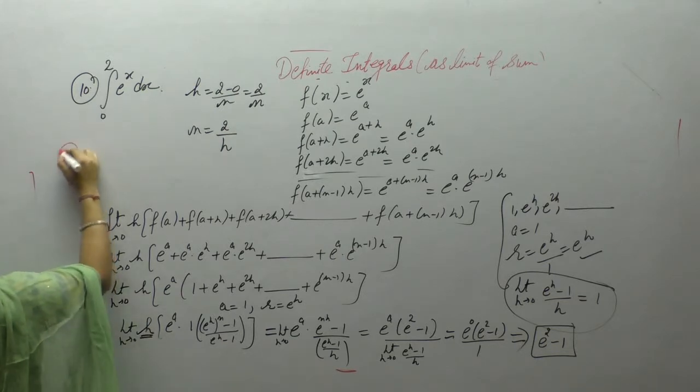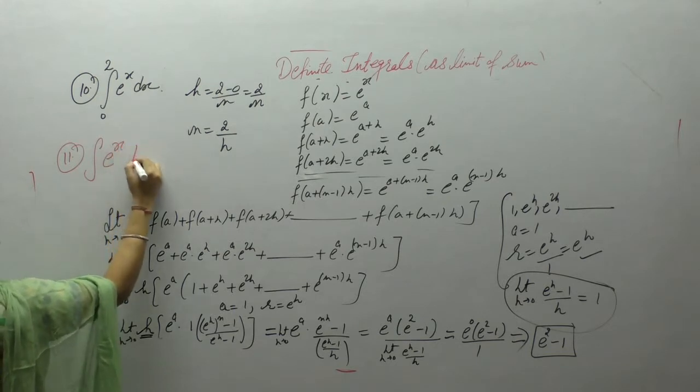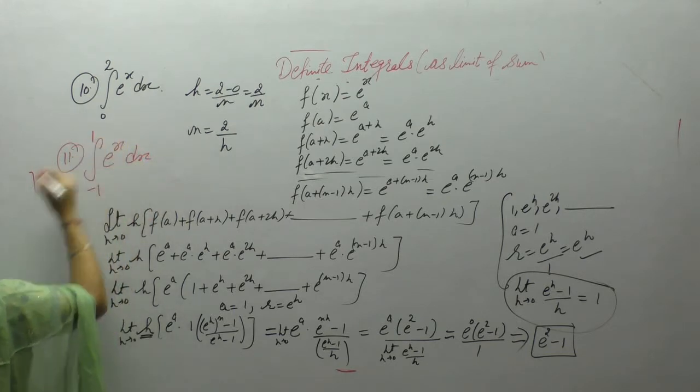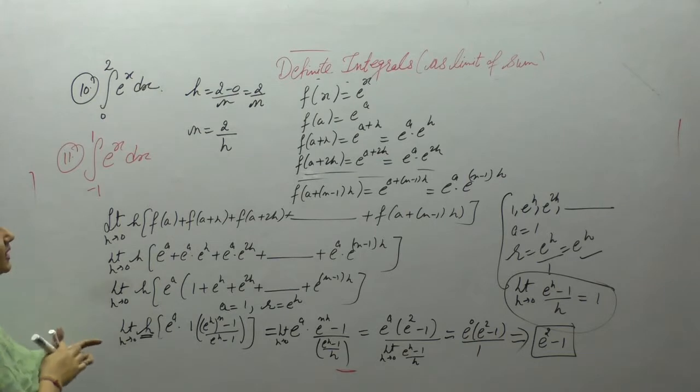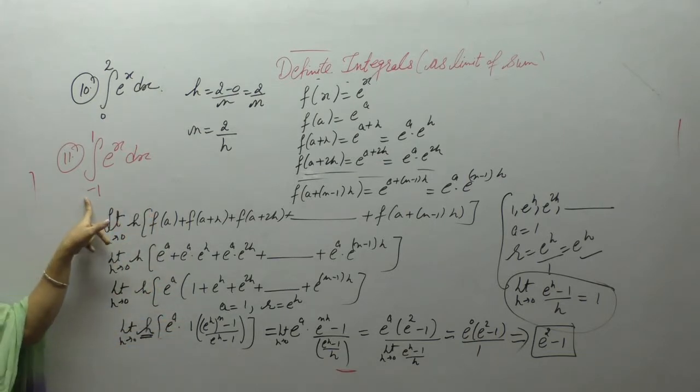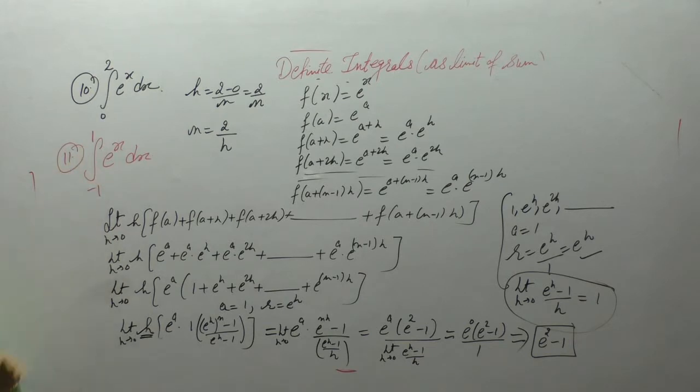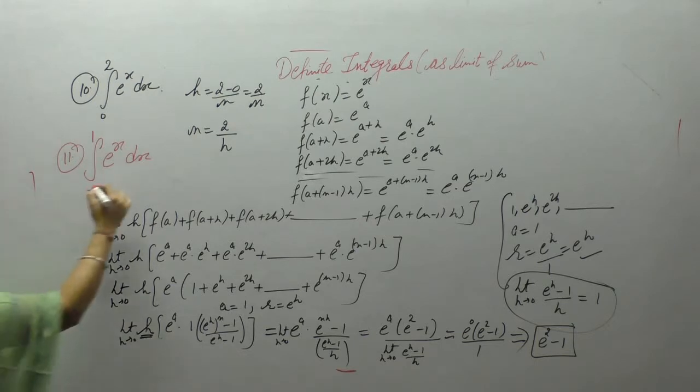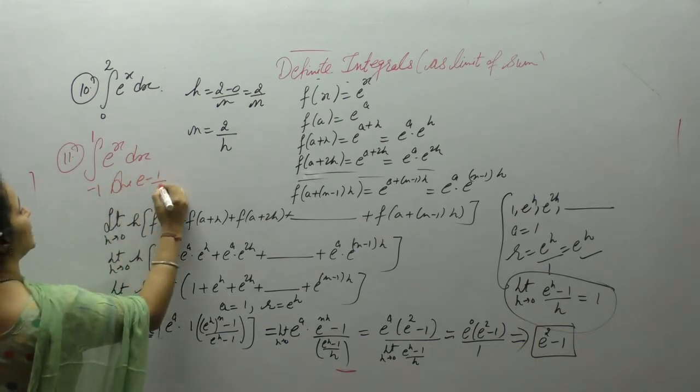Next one is the 11th: integral of e power x dx. Limit is minus 1 to 1. You can try it by yourself. The whole question will be the same as it is. Only the difference is the value of the limits, minus 1 to 1. Try it by yourself. Its answer is e minus 1 upon e.